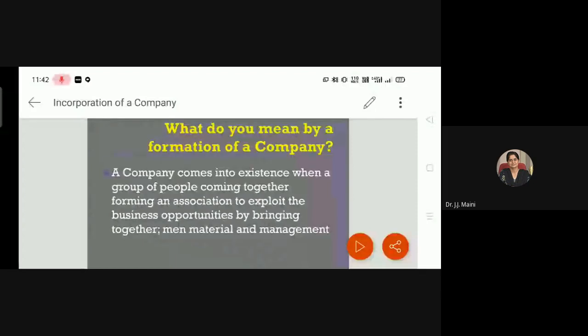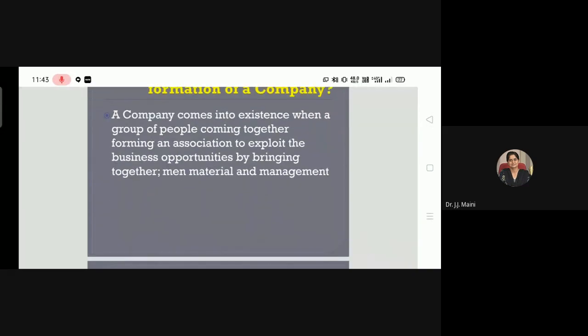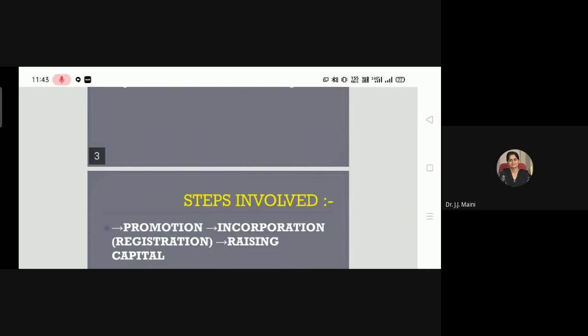A company comes into existence when a group of members come together, forming an association to exploit a business opportunity by bringing together men, material, and management. So it is written that a company comes into existence when a group of persons come into contact and bring a business idea, and exploit that business opportunity by bringing together men, material, and management.